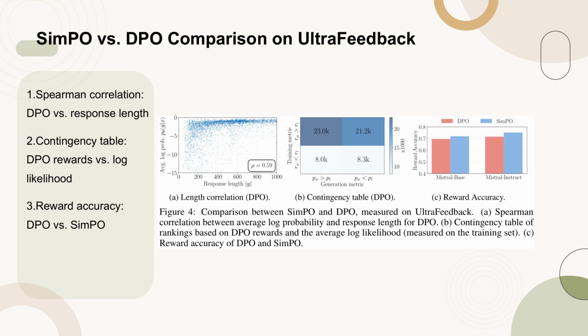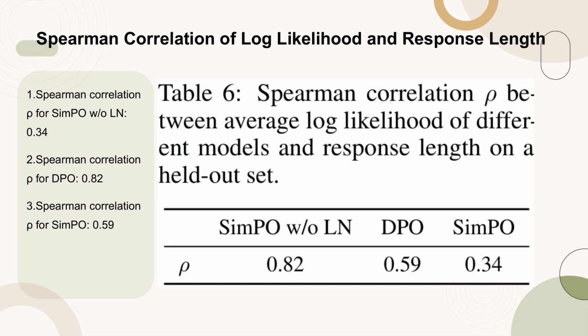Lastly, Part C contrasts the reward accuracy of DPO and SimPO, indicating which method more accurately assigns rewards based on response quality. Table 6 presents the Spearman correlation coefficients, ρ, between the average log likelihood of responses generated by different models and their respective lengths on a held-out dataset.